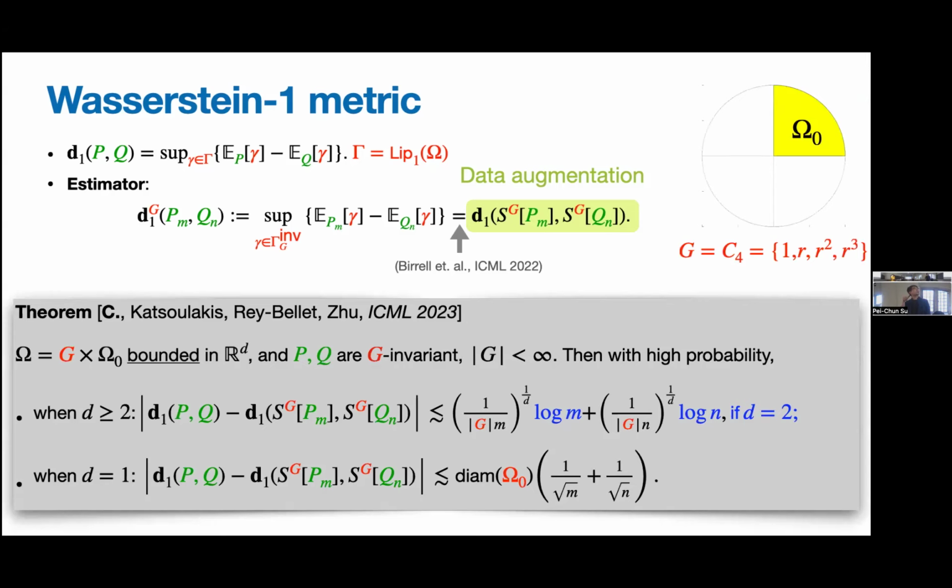in this formulation, where we restrict the function space to an even smaller one, it has been shown to be equivalent to the formulation of the Wasserstein-1 distance between the data augmented versions of P_M and Q_N. So recall S_G is the symmetrization of probability measures. Even though P_M and Q_N are not G invariant, after symmetrization they are both G invariant. So this is the data augmentation of P_M, and this is the data augmentation of Q_N over all the group orbits.